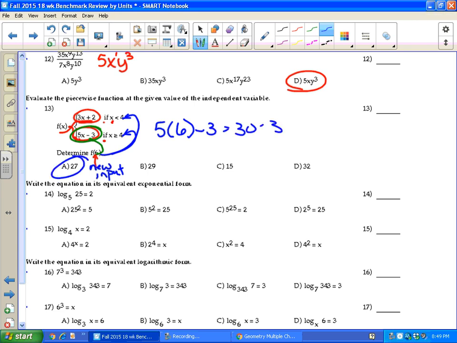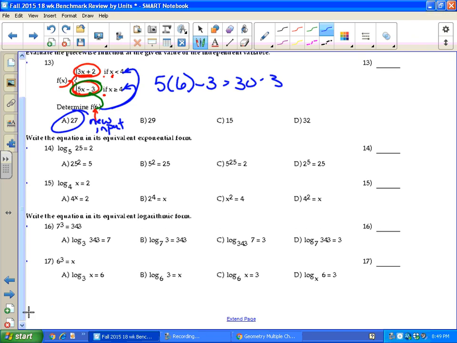Okay, write the equation in its equivalent exponential form. This is where I need to remind you to snail it, not smell it, snail it. Start at the base. Start at the base. All right. 5, 2nd, 25. That tells you the order. Touch the 5 first, the 2 second, and the 25. 5, 2, 25 is B.